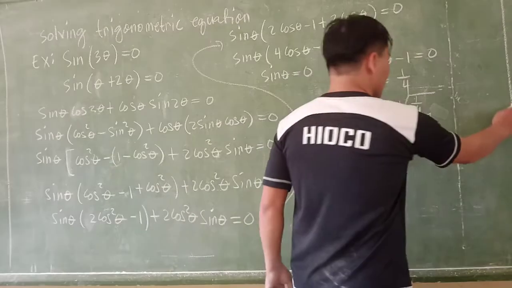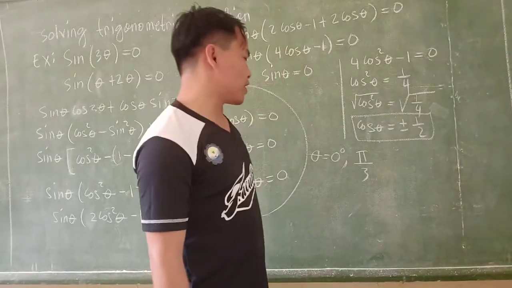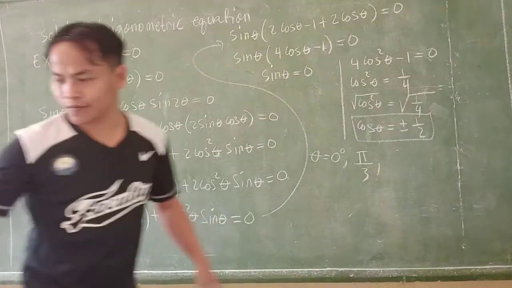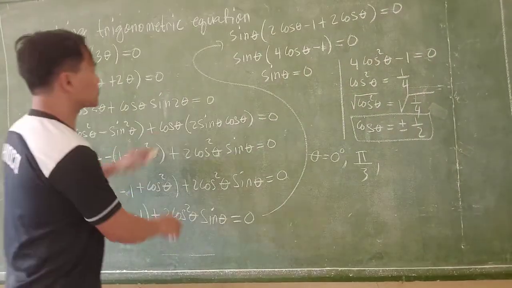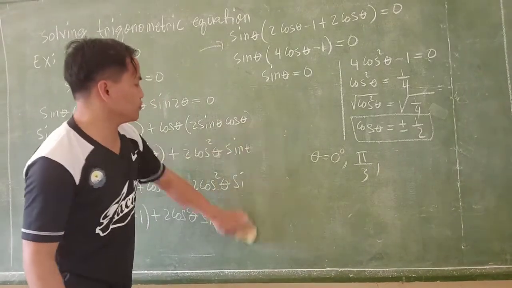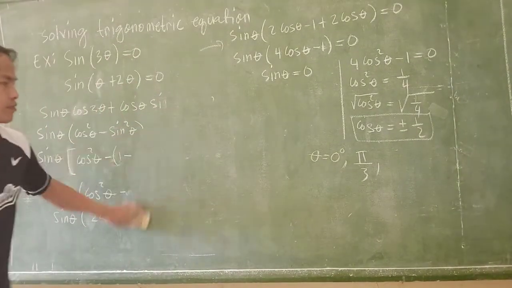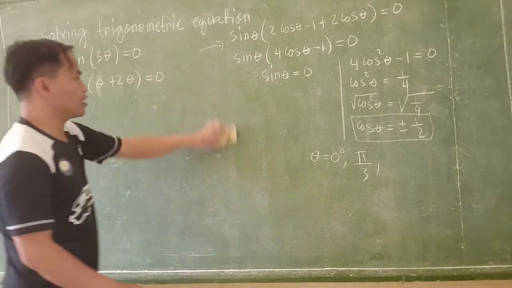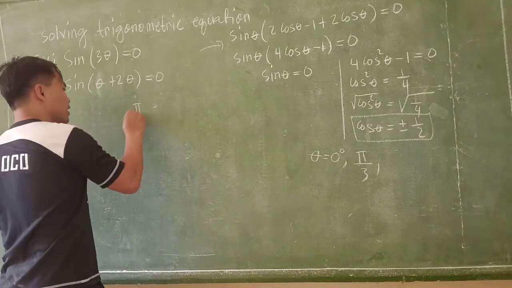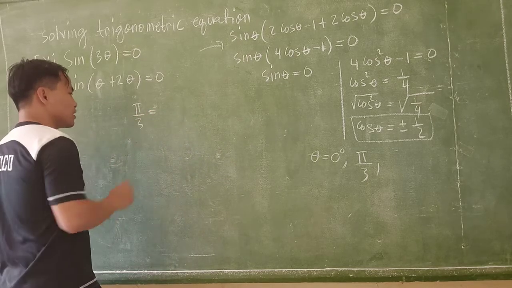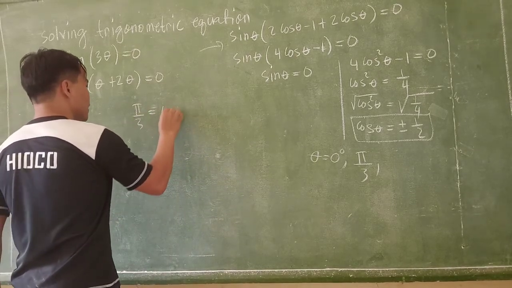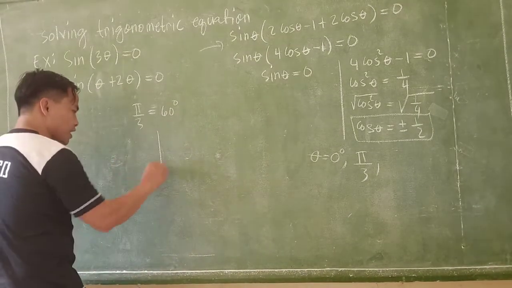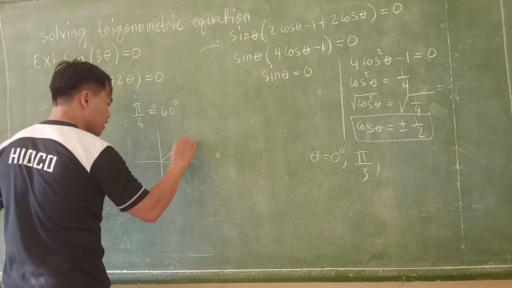Pi over 3. Because, remember, when we convert pi over 3 into degrees measure, that is equivalent to 60 degrees. A 60 degree angle is from quadrant 1.